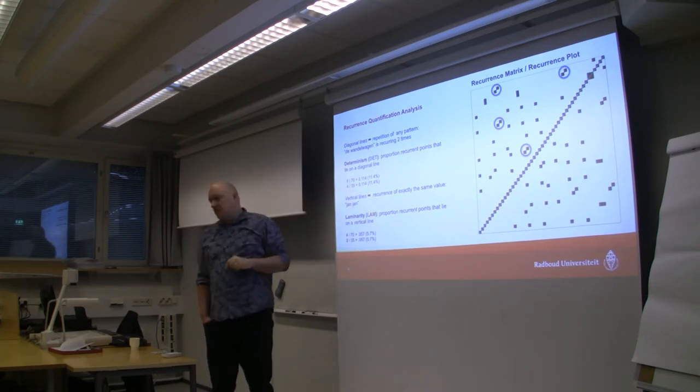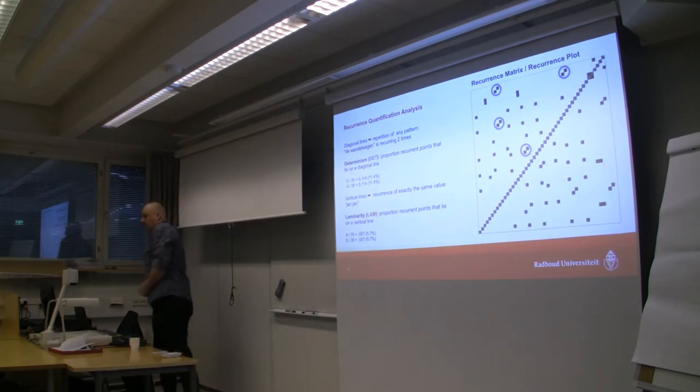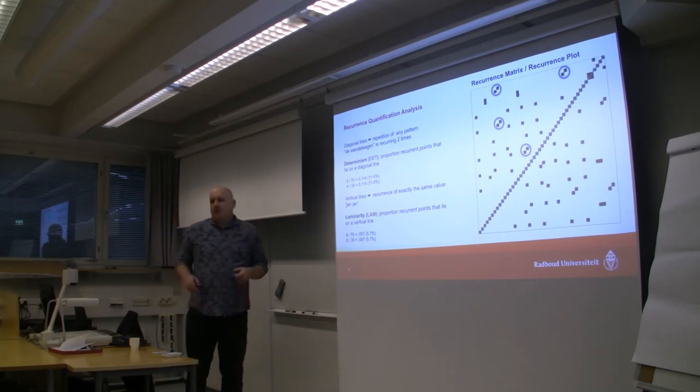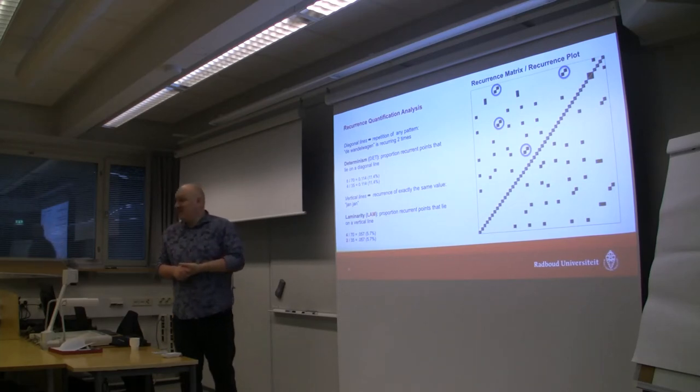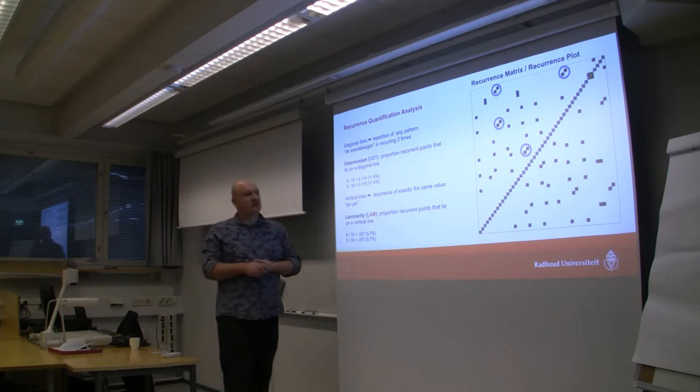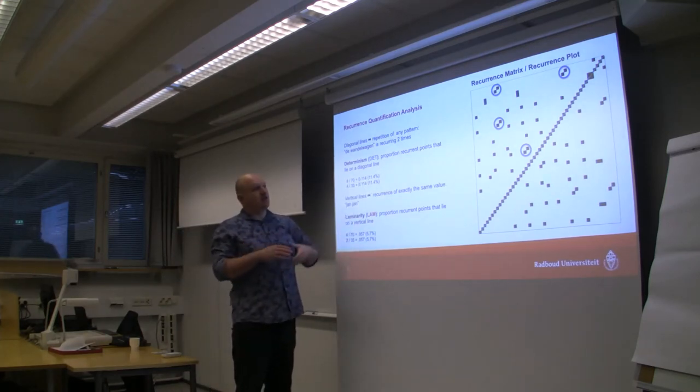And this is what we call determinism. So you can imagine, if you're talking about some kind of physical system, this would mean that it is repeating its behavior for some extended period of time, which means it's not a random system, but more like a deterministic system. And this is expressed as a percentage.